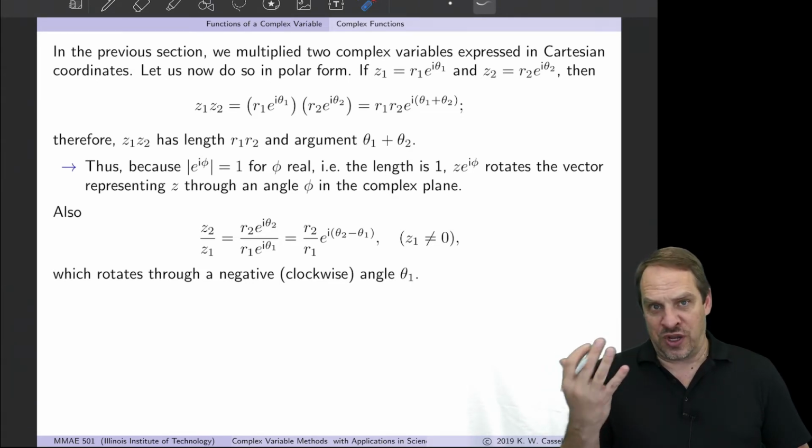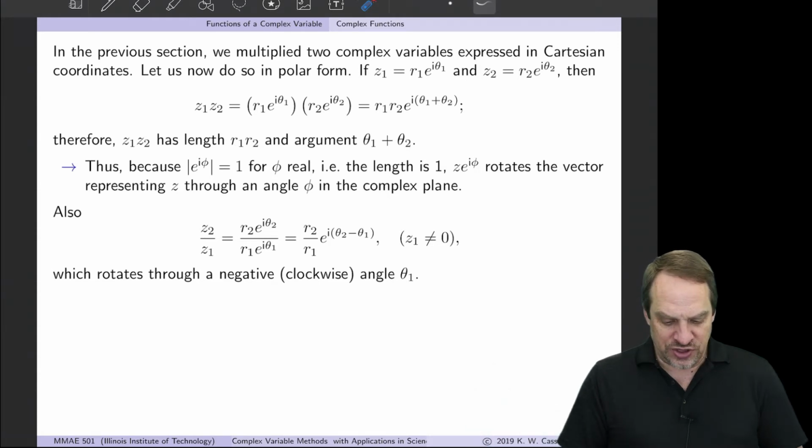So let's just illustrate. We already did this in Cartesian coordinates. Let's do it in polar coordinates just to see what we get. So z1 times z2, well, that's r1 e to the i theta 1 times r2 e to the i theta 2.